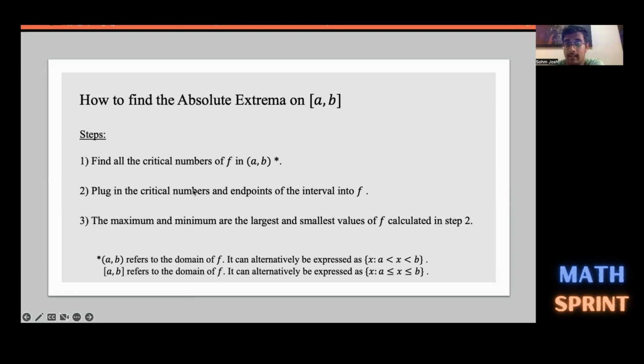Next, you have to plug in the critical values as well as the endpoints into the original function f. You compare these values of f, and you will find the absolute minimum and the absolute maximum by checking which is the smallest value of f of x and which is the largest value of f of x that you calculated. Remember, you don't just have to compare the critical points to each other, you also have to compare the critical points to the endpoints as well, because that's very important to understand.